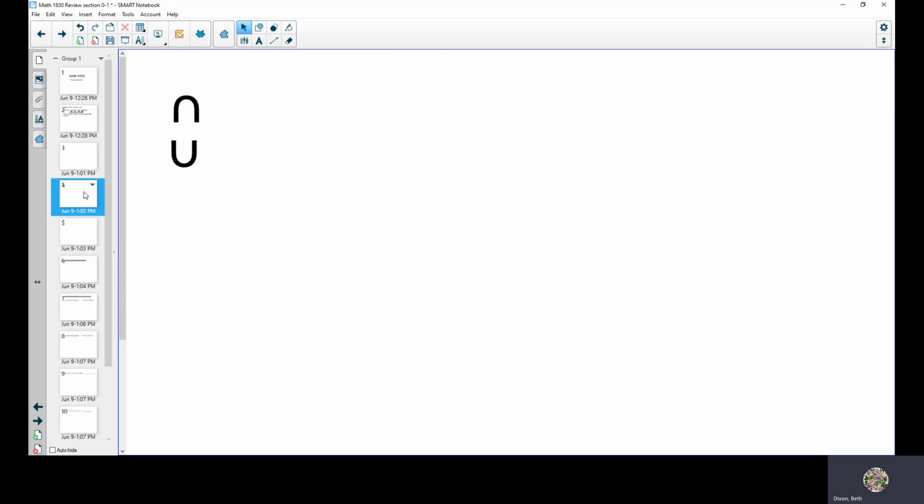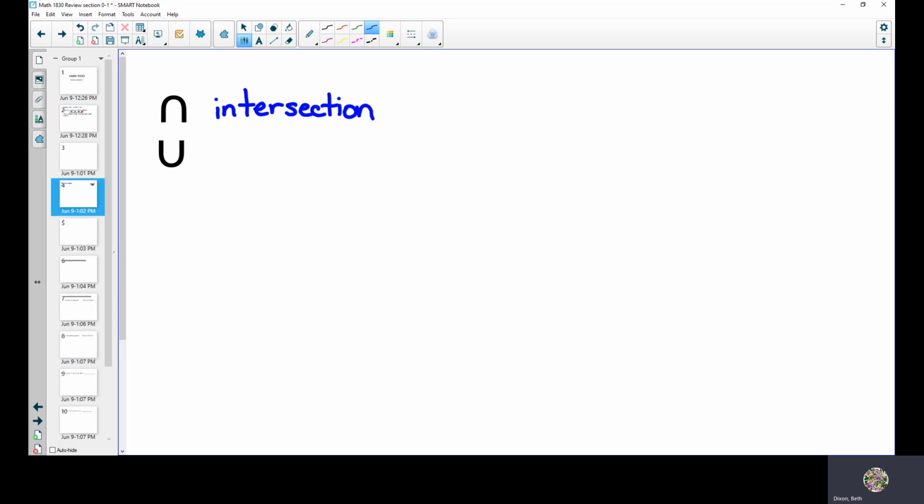I don't know how Miss Moneyham put these on there, but apparently these two symbols are joined together because when I move them around, they stay together. So we're going to go through those symbols. The first one is intersection. And it is the intersection of two sets.